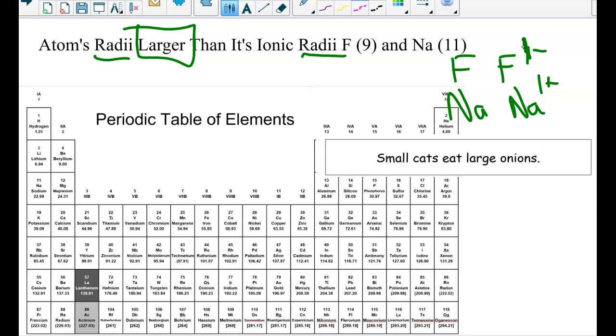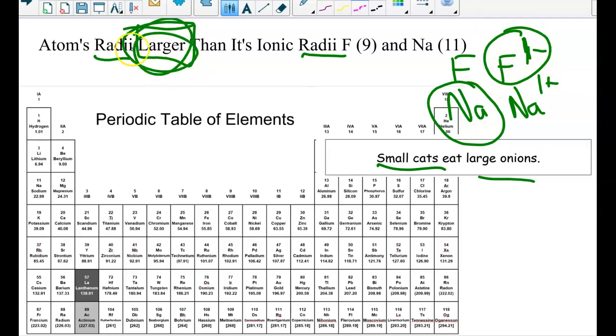So I want to know larger. Because I'm focusing on larger, I know small cats. So I'm looking at the parent atom and its cation, and I know small cats. If I know this is smaller and I'm looking at larger, then I'm going to circle Na because it's the larger of the two. And then the large onion part here, I'm going to see which is larger. Well, the large onion means that the anion is larger, so I'm going to circle this. So now I've circled and focused on the word larger in my little phrase there.